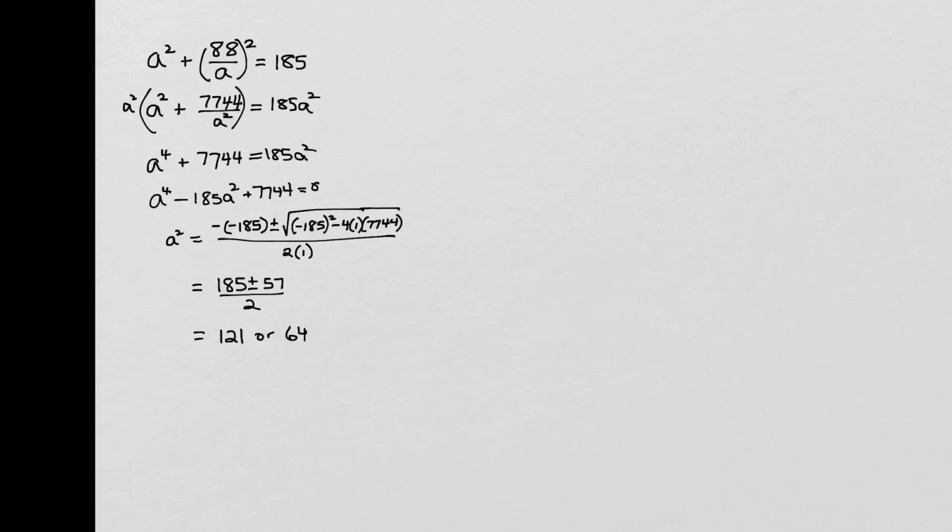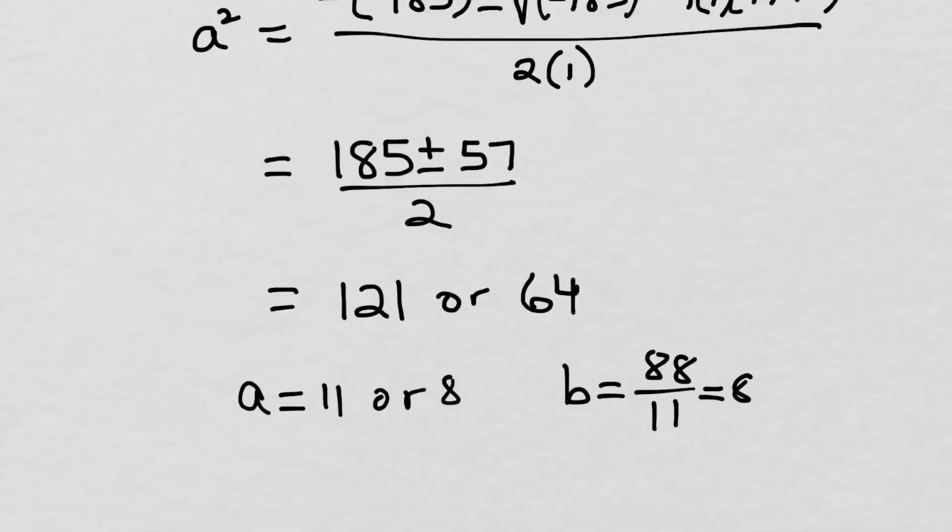And remember, those are the values for A squared. So that tells me that A must be either equal to 11 or 8. And I'm not using plus or minus because these are the sides of a triangle, so it has to be positive. And if A is 11, then we get 8 for B. And if I plug in 8 for A, then I would get 11 for B.